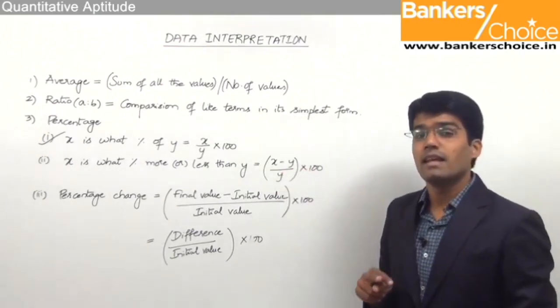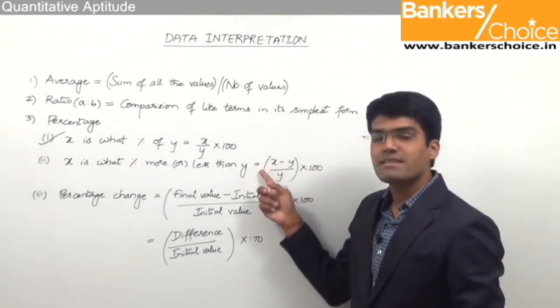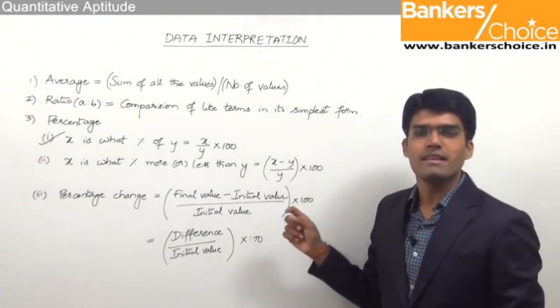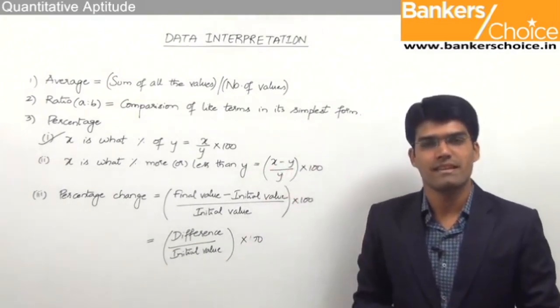And here again, the answer may be percentage more or percentage less depending on the sign of the magnitude. For example, if you get a positive answer, it means it is percentage more. And if you get a negative answer, that shows it is percentage less.